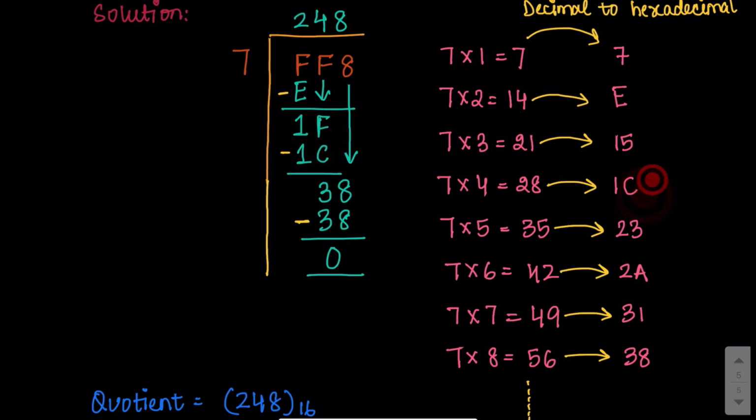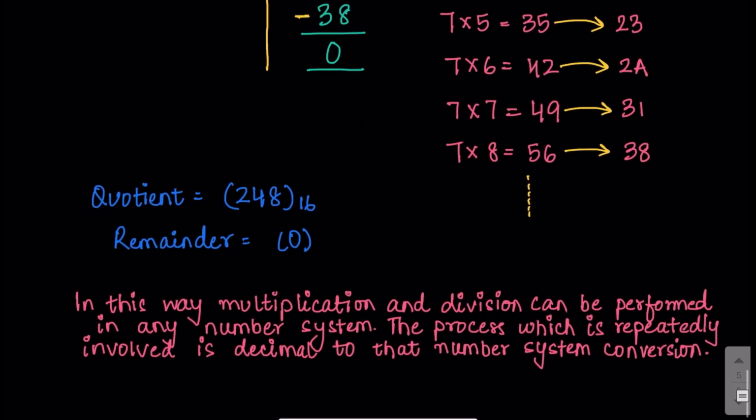Again, if you look at the table, the nearest number is 1C, which you get when you multiply 7 with 4. So we'll write 4 over here and then 1C. We'll get 15 minus 12, which is 3, and then we carry down the 8. Now we'll see 38 is completely divided with this because we have 7 into 8 is equal to 38 as per hexadecimal number system. So we'll write 8 here and we have completed the division with the remainder equal to 0. So in this case, our result is the quotient is 248 and the remainder is 0. And this is the hexadecimal result.